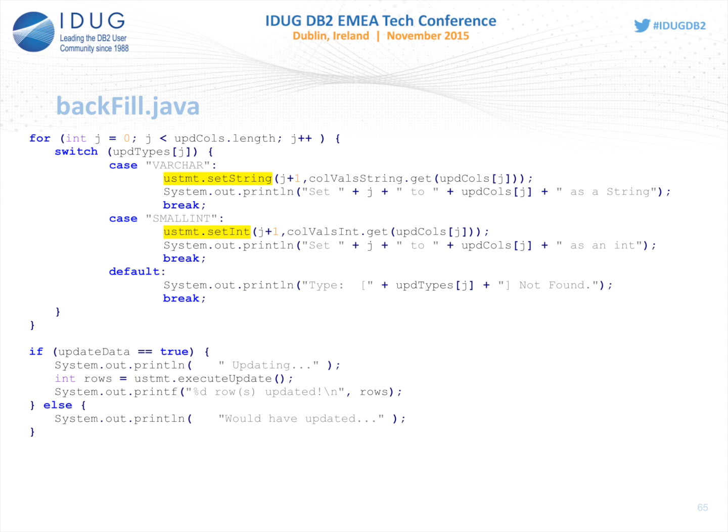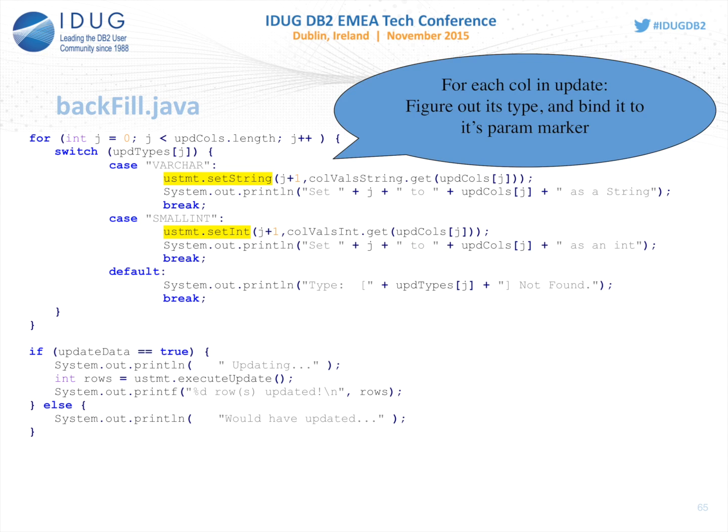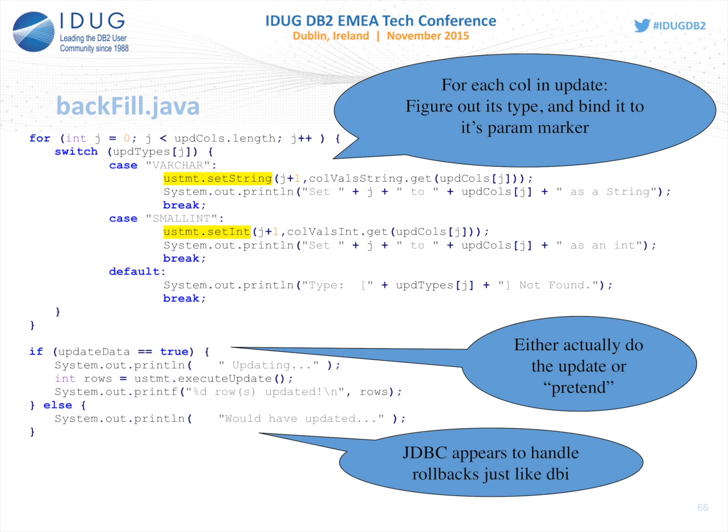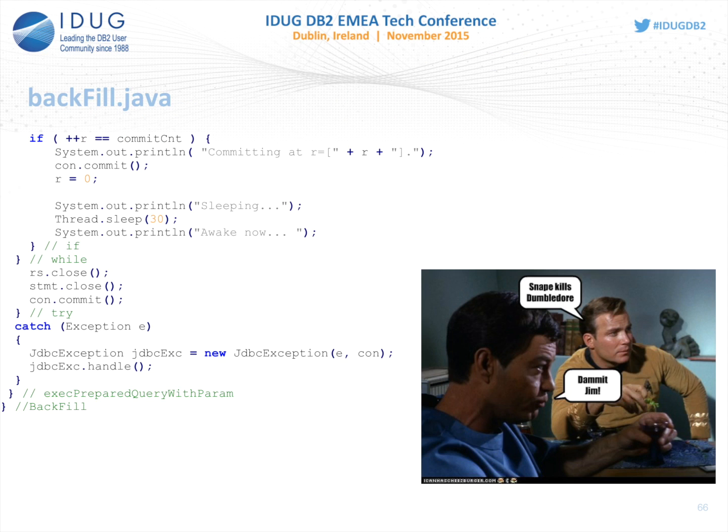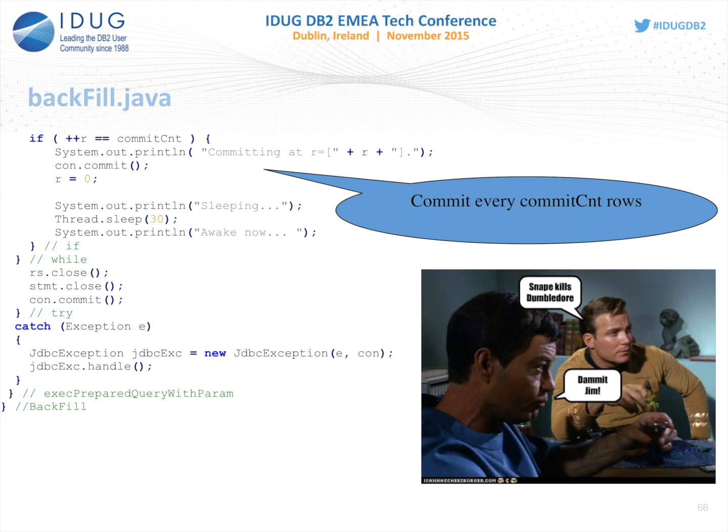But this code actually works, and it runs the same backfill utility that I built in Perl. And the code's all in the notes. I snipped a few things out of the screens, but it should all compile just the way it is. So this is where I'm committing every chunk size rows.